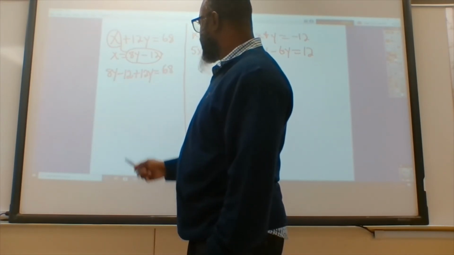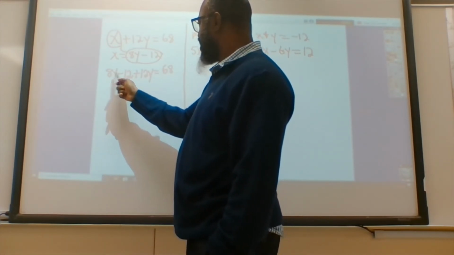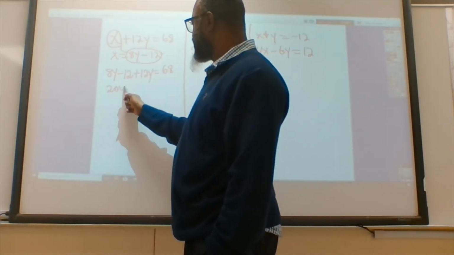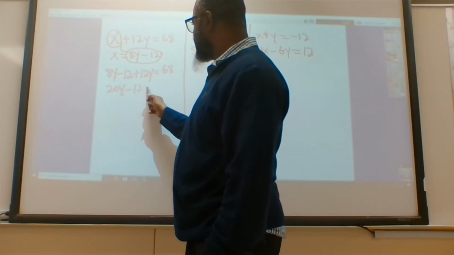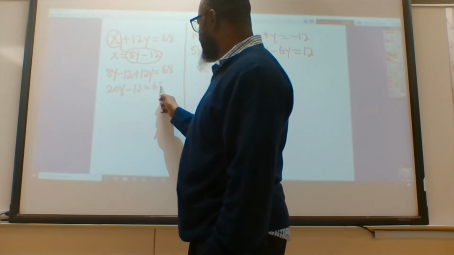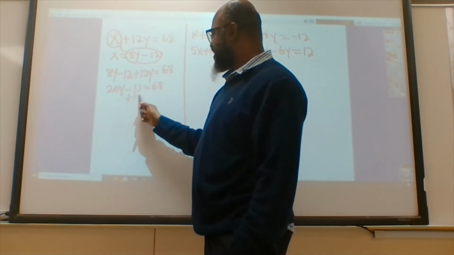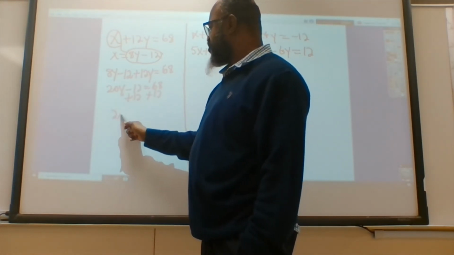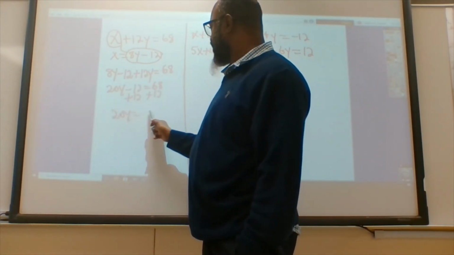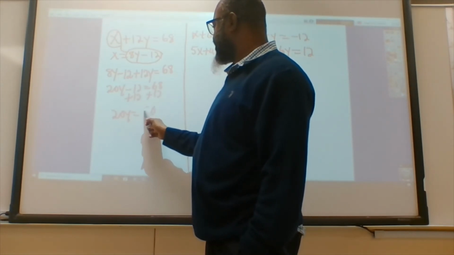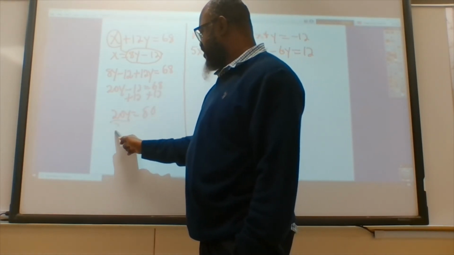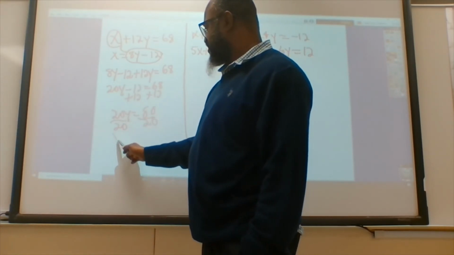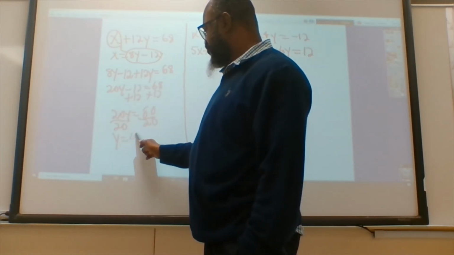So in this case, we can combine like terms. 8y plus 12y will give you 20y minus 12 is equal to 68. Add 12 on each side. Then you will have 20y is equal to 80, divided by 20 on both sides. In this case, y is equal to 4.